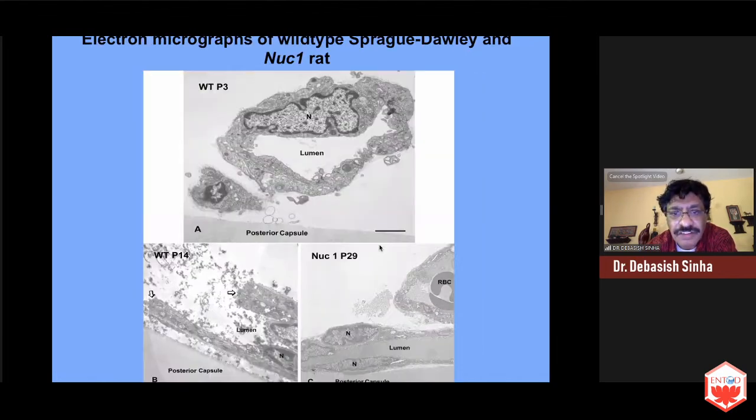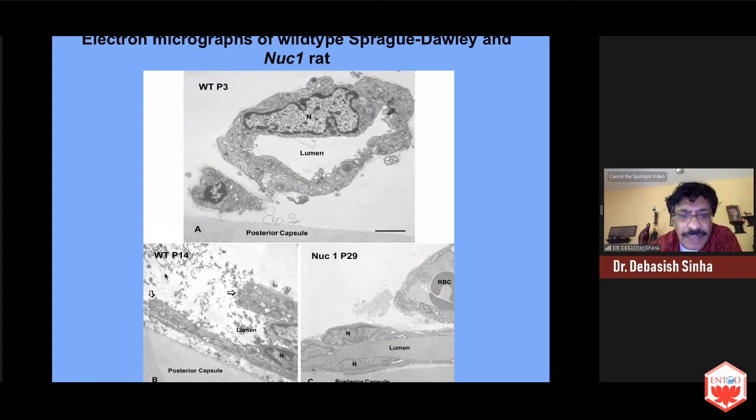And further, we did electron microscopy to be very sure that there is nothing else happening. And you can see this is wild type at P3, when the hyaloid artery and the fetal vasculature is intact. So you can see the lumen, and this is the posterior capsule of the lens.